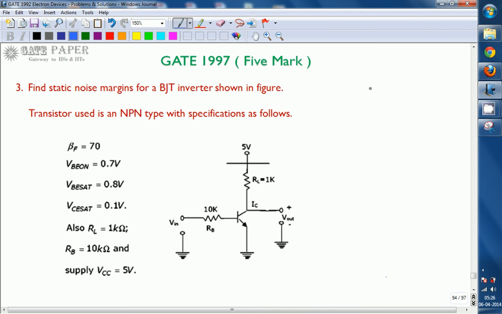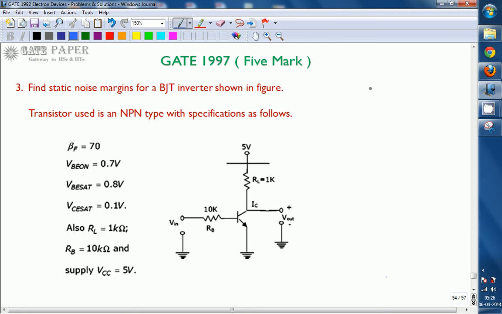The transistor used is NPN type with the specifications as follows. Beta is given as 70, VBE on is 0.7 volts, VBE saturation is 0.8 volts, VCE saturation is 0.1 volts, RL is 1 kilo ohm, RB is 10 kilo ohms, and VCC is 5 volts.